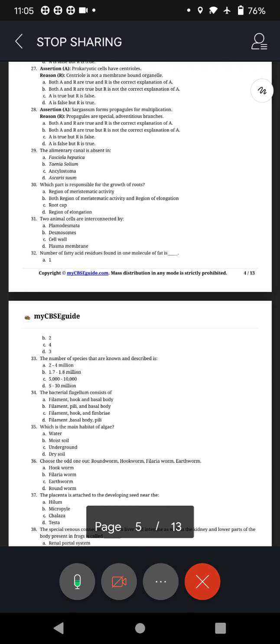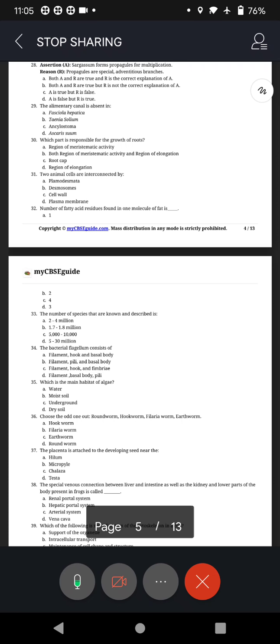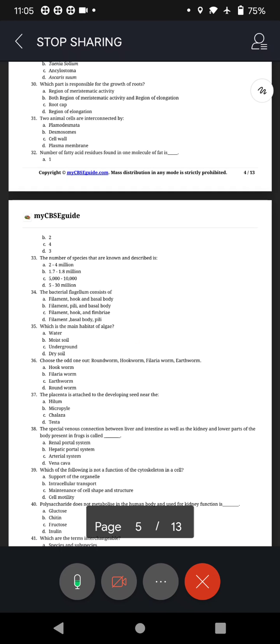Next, question 33. 1.7 to 1.8 million known organisms. Each different kind of plant, animal or organism represents a species. The number of species known and described ranges between 1.7 to 1.8 million. This refers to biodiversity, or the number and types of organisms present on Earth. Hence, the correct option is B, 1.7 to 1.8 million. Question number 34. Answer is A. Filament, hook and basal body.